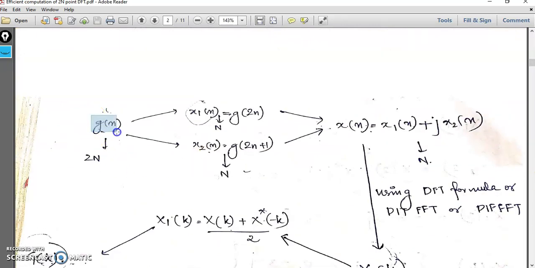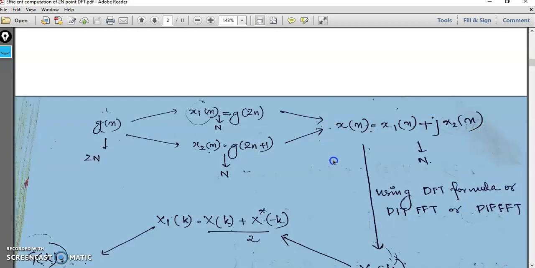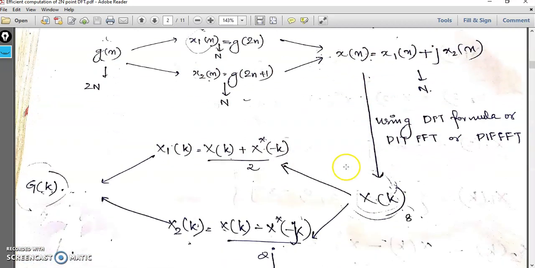So we have a sequence g of n, its length is 2N, and we split it into two sequences x1 of n and x2 of n, which have length capital N. x1 of n is the even-indexed sequence and x2 of n is the odd-indexed sequence of g of n. Then we combine them such that x of n is equal to x1 of n plus j into x2 of n. Its length is capital N only. So using an N-point DFT, you can compute the value of x of k.